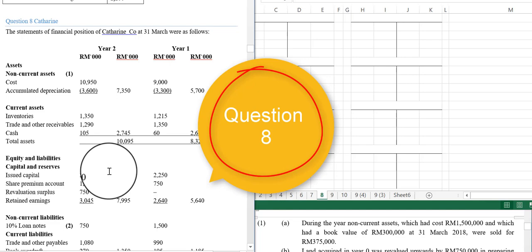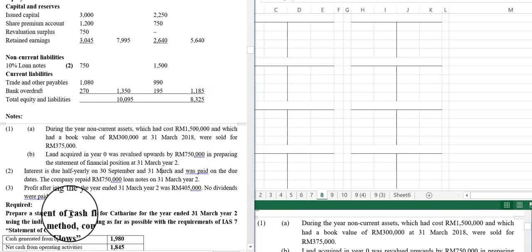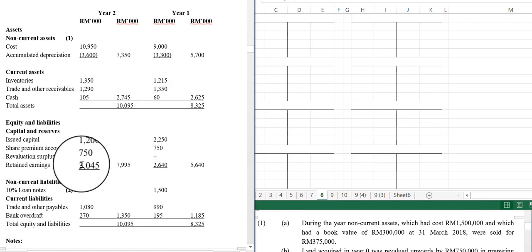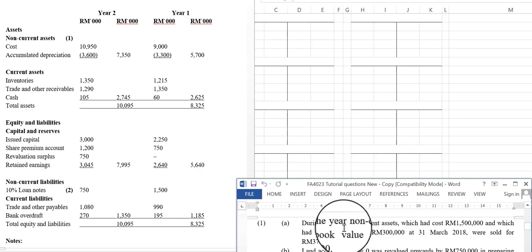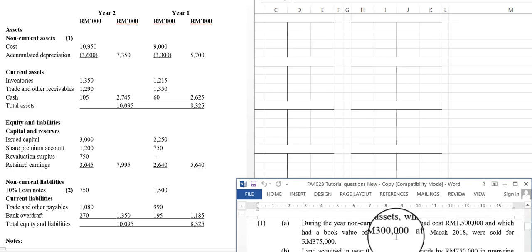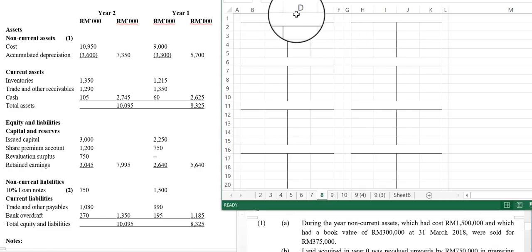Come to question 8. If we look at these questions, it's quite similar to the previous questions that we have. So we'll look at the information given. First one, during the year, a non-current asset has been sold. Book value is 300,000, sold for 375. So as usual, we have to open our NCA accounts, non-current asset accounts.